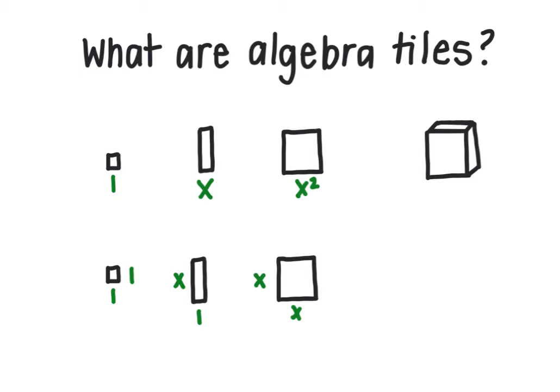Finally, the last tile is our x cubed tile. This tile gets its name from its volume. It has a length of x, a width of x, and a depth of x as well. So it is known as the x cubed tile.